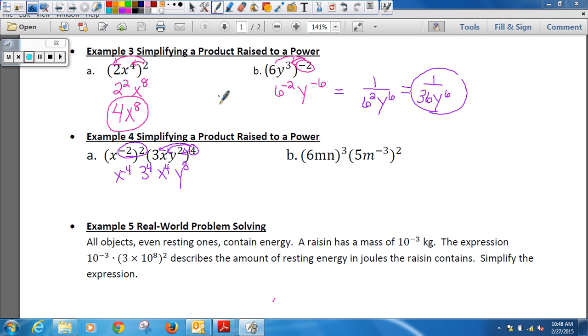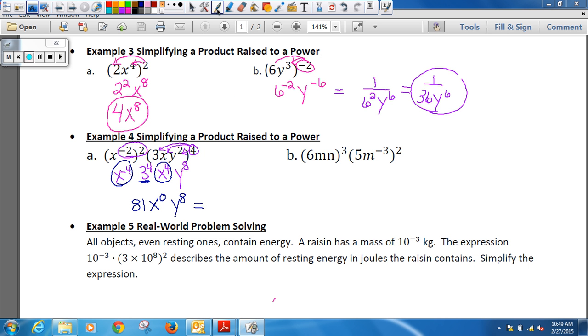Now I can combine anything that's alike. Well, I'm going to write my coefficient first, so my coefficient would be 3 to the 4th. So 3 to the 4th power is going to give me 81. And if you have to, you can use your calculator to get that. These both have the same base of x, so I'm going to keep that base. Multiplication means I add the exponents. Negative 4 plus 4 is 0. And y to the 8th doesn't have anything like it, so I keep it as y to the 8th.